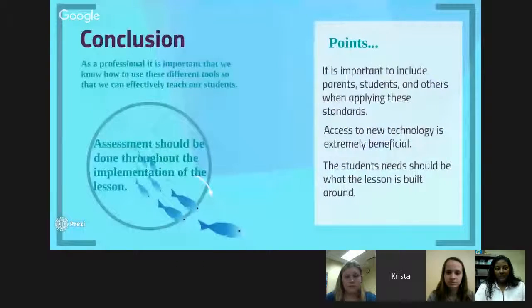My conclusion is that as professionals, it is important that we know how to use these different tools so that we can effectively teach our students. Three points would be: it is important to include parents, students, and others when applying these standards. Access to new technology is extremely beneficial, and students' needs should be what the lesson is built around.